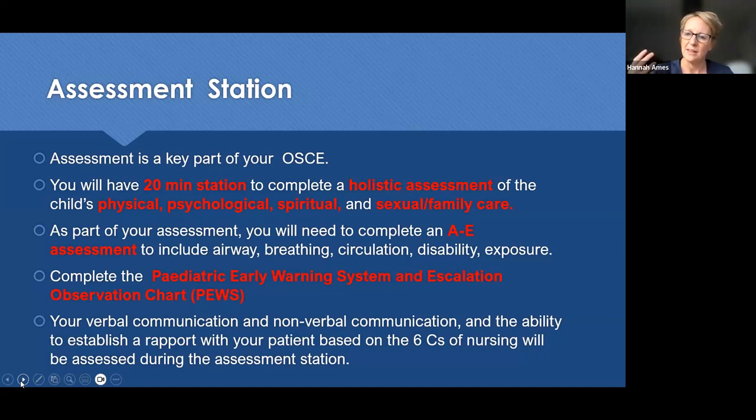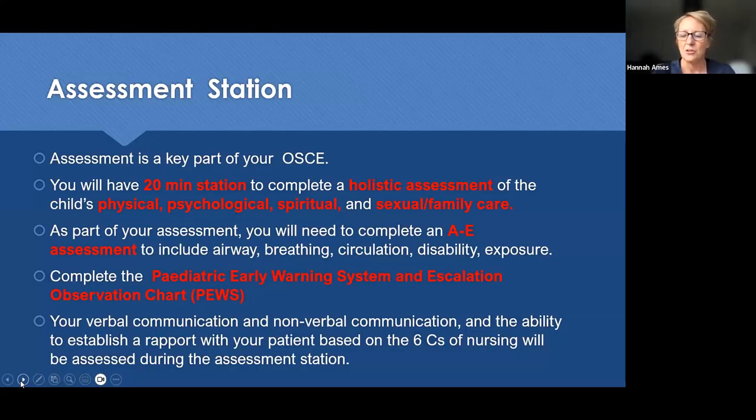You need to complete the holistic assessment with the child and the family, and also complete your A2E assessment, so the assessment of airway, breathing, circulation, disability, and exposure. And then children's nurses, you need to complete the PEWS, so the Paediatric Early Warning System and Escalation Observation Charts. I am going to plan to do a separate video looking at that in more depth, because that can be a little bit confusing if you haven't seen those charts before.